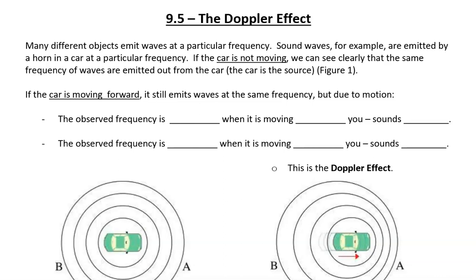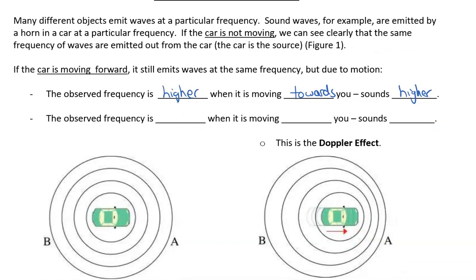Now, if the car is moving forward, it still emits waves at the same frequency, but due to the motion, the frequency that's observed, or the observed frequency, is higher when the car is moving towards you. The observed frequency is higher, then it sounds higher. And when it's moving away from you, the observed frequency is lower, and therefore it's going to sound lower.